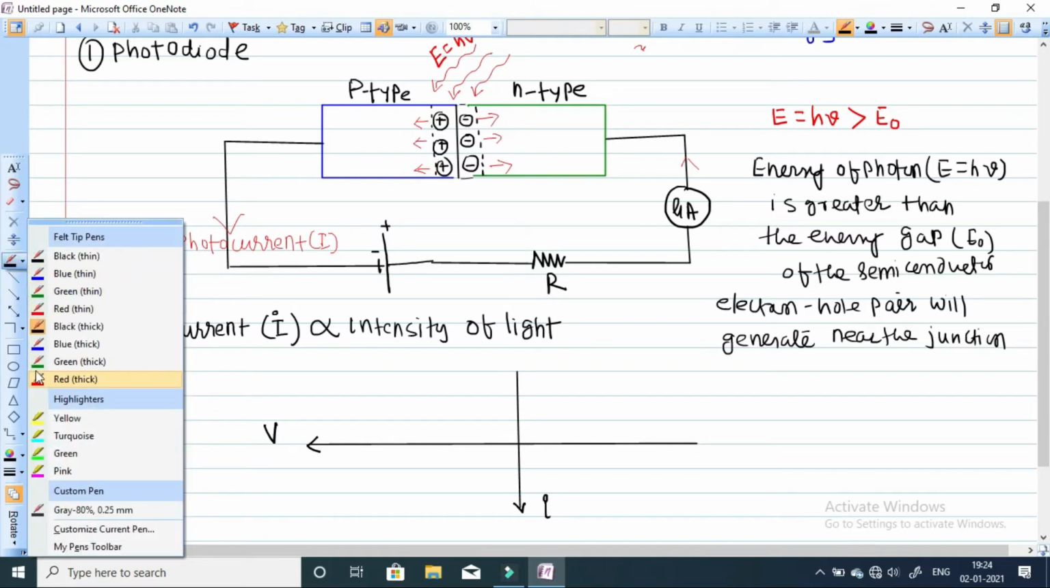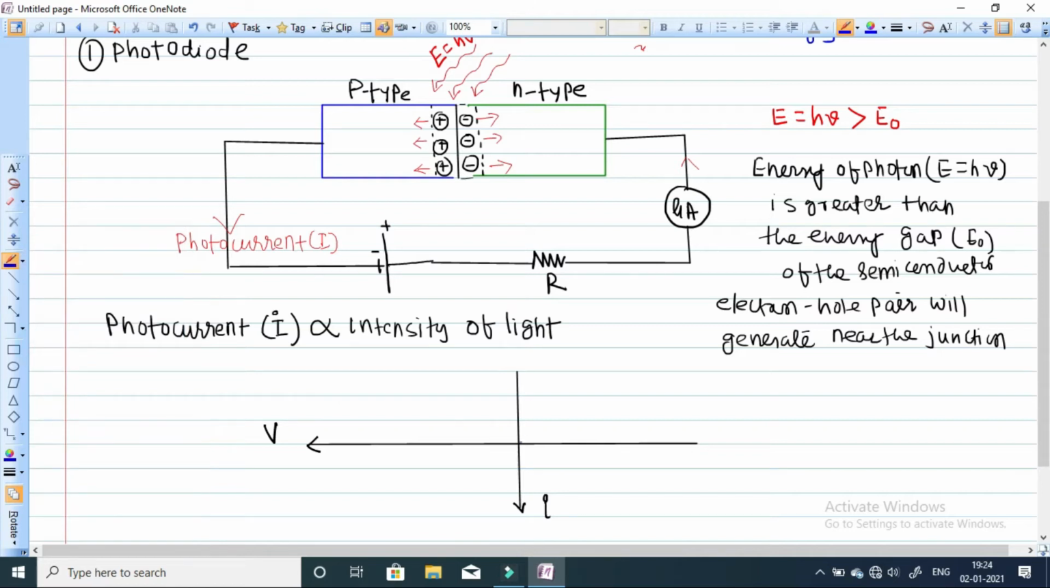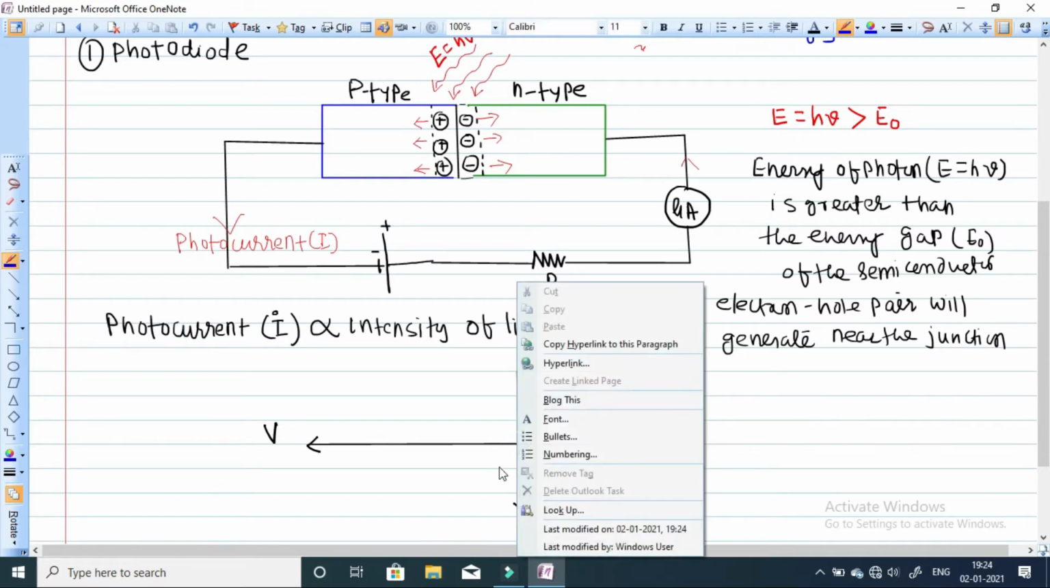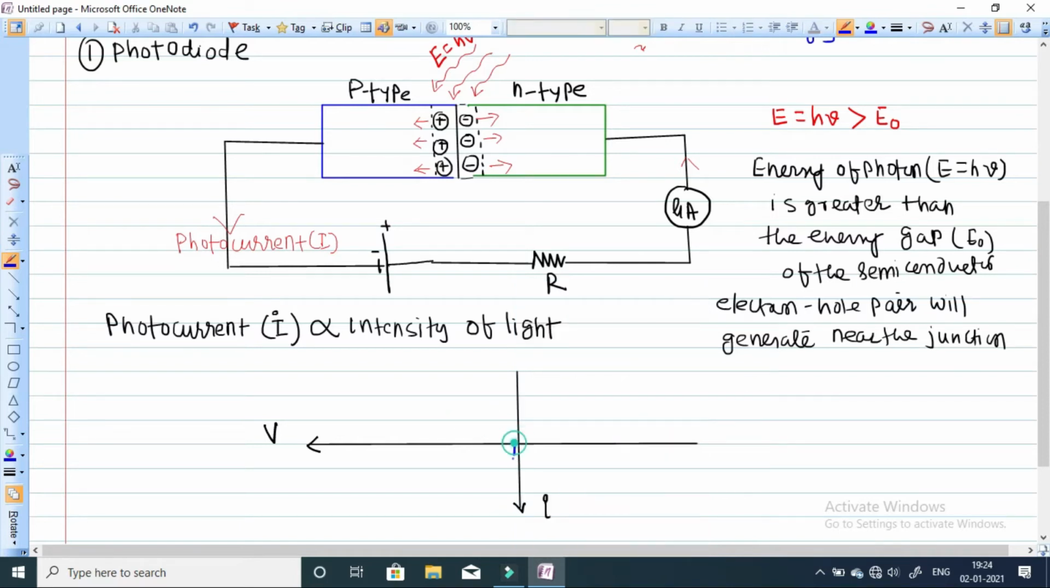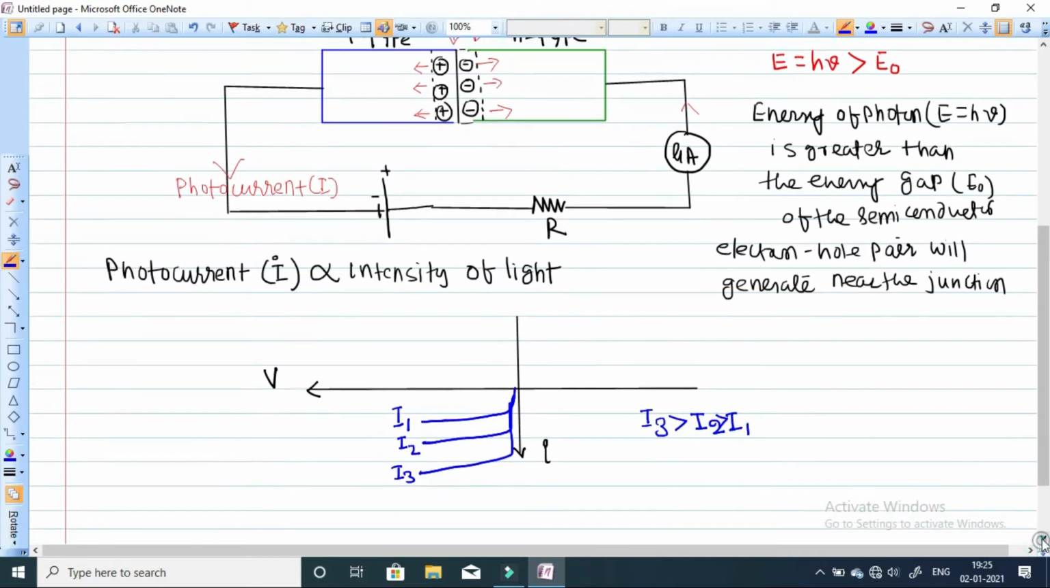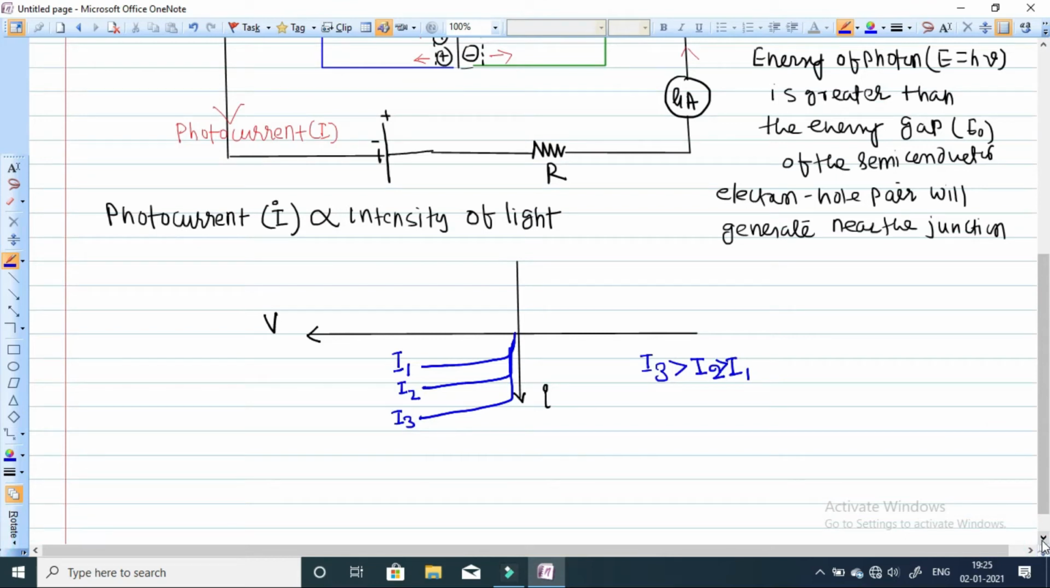This is the shape of the graph that we have seen in modern physics when dealing with the photoelectric effect. This is the intensity I1. This is the saturation current, and if you go on increasing the intensity, the saturation current will also increase, and this is intensity I3. Here I3 is greater than I2, which is greater than I1, and you can clearly see that the photocurrent is directly proportional to the intensity of light. So this is all about the photodiode.